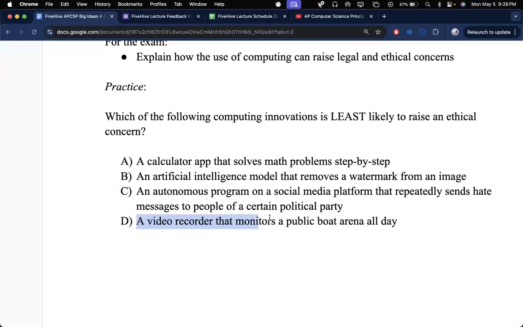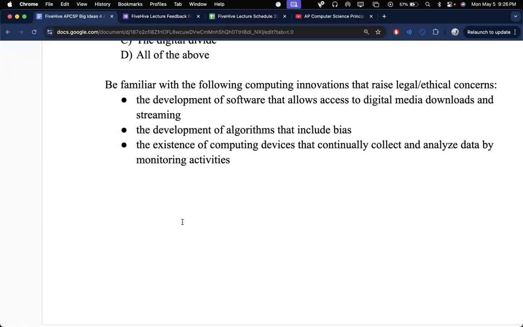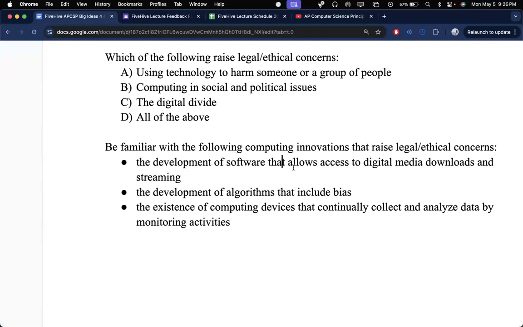D, a video recorder that records and monitors a public boat arena all day. This is certainly not the most likely to raise an ethical concern, right? But I wouldn't say it's the least, because something that records or streams something 24/7 always has a risk of causing an ethical concern. So that's something, for example, like software that allows access to digital media and streaming, right? So streaming is the idea there.